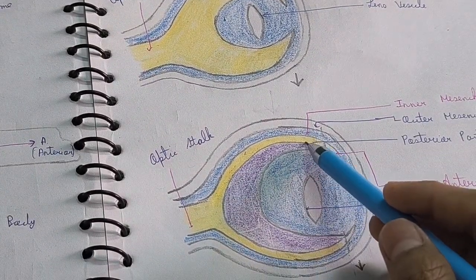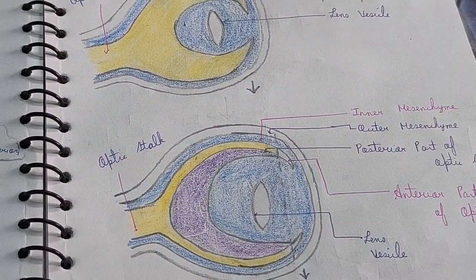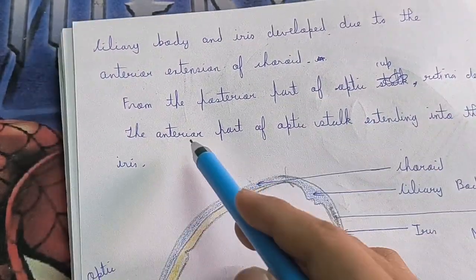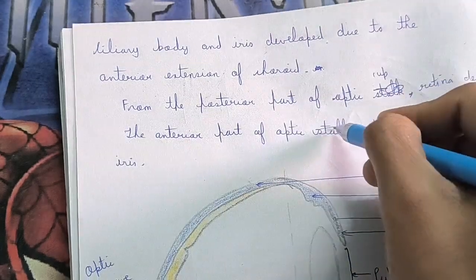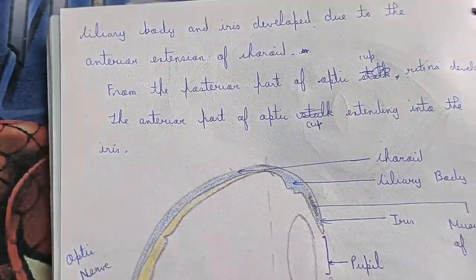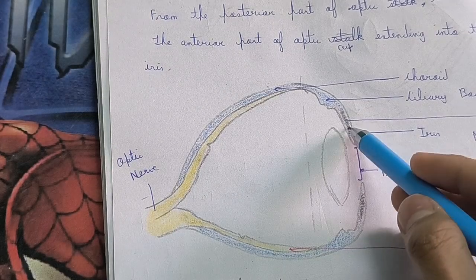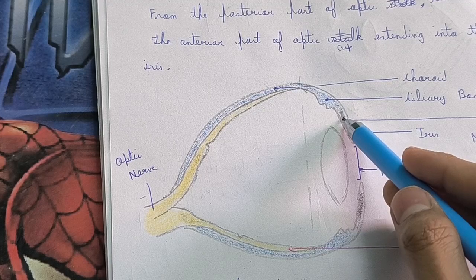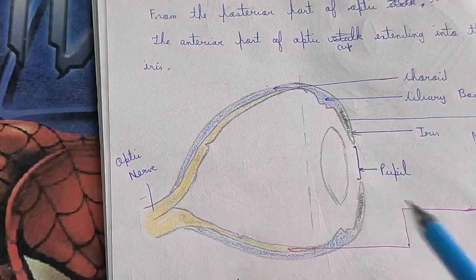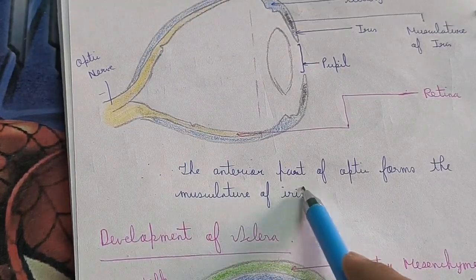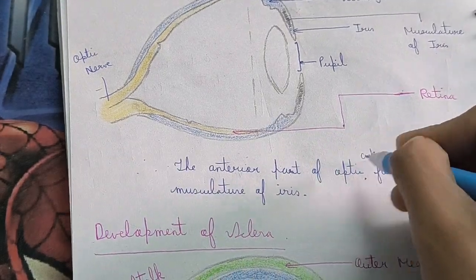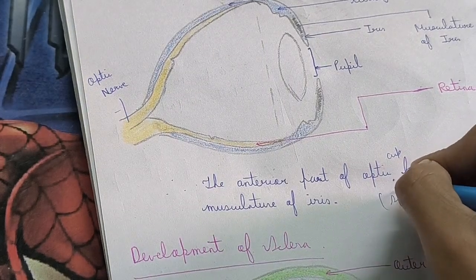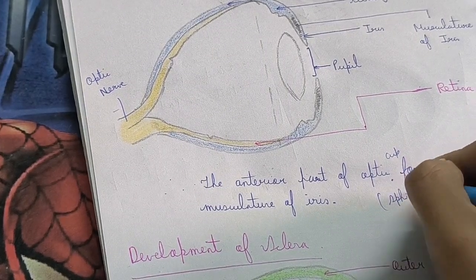And you already know that from the posterior part of the optic cup, the retina develops, and the anterior part of the optic cup extends into the iris. Now you can see that due to this complete extension, the anterior part of the optic cup is no longer there. It completely goes into the iris to form the musculature of the iris. So I have written that the anterior part of the optic cup forms the musculature of the iris.